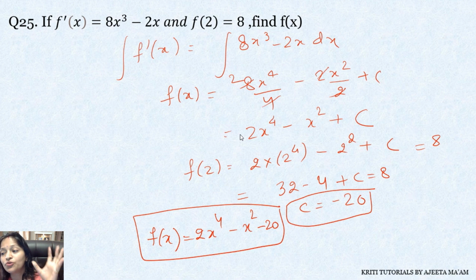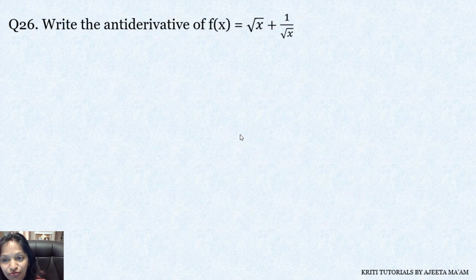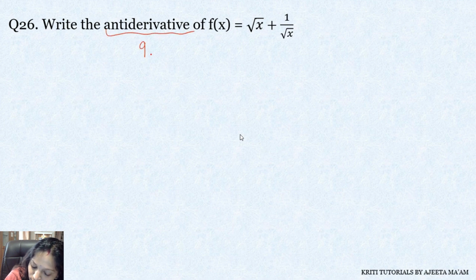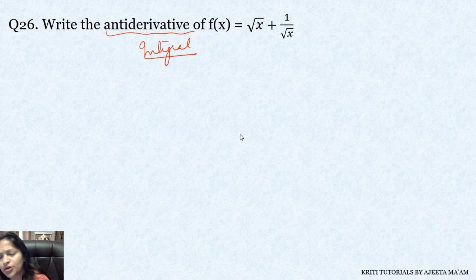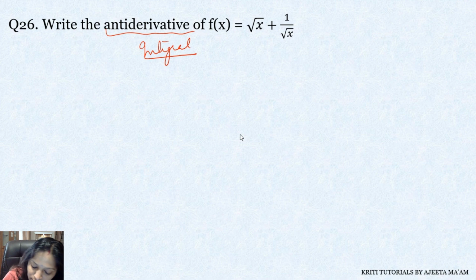So this is pure application of the concept of integration and differentiation, and how we find the constant of integration, right? Now, write the antiderivative of the function. Antiderivative is nothing but the integral. This is a very common word that we use, antiderivative, because derivative and integration are reverse of each other. Now let's simply integrate.